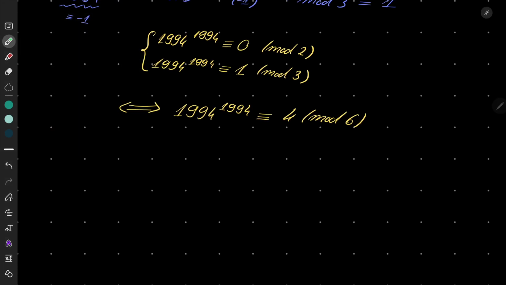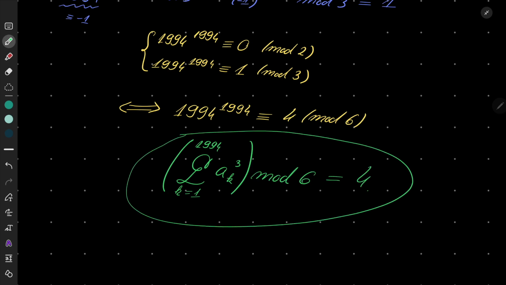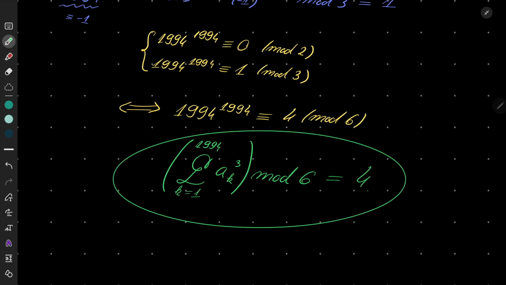Our sum, going from k equals 1 to 1994, of ak cubed, our sum modulo 6 is just 4. And that closes our problem.